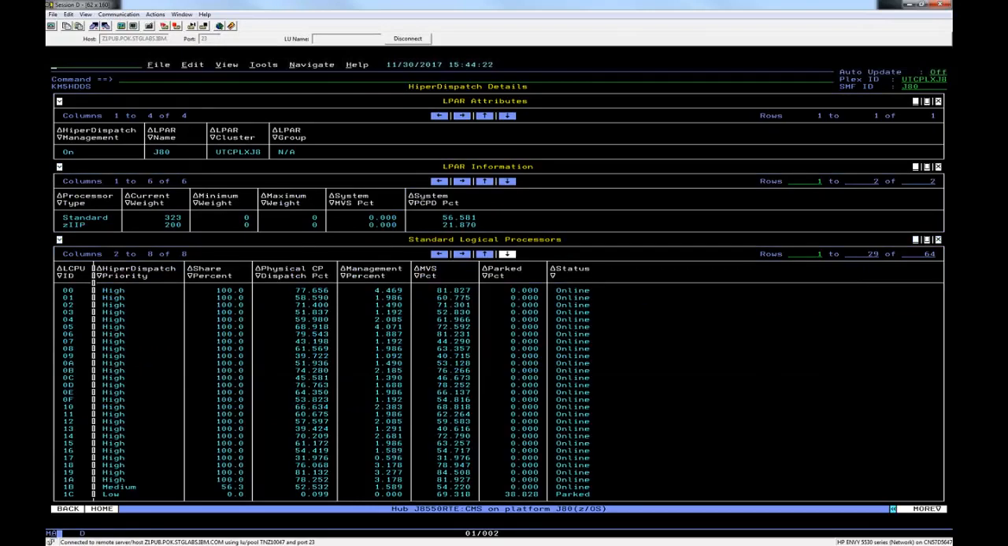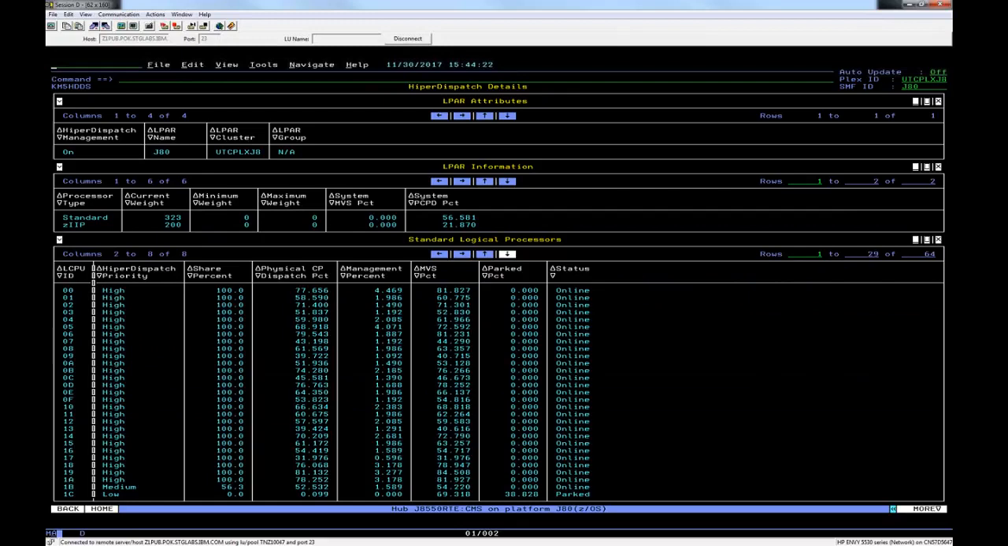And here we see a 3 sub-panel workspace, basic information. Obviously, hyper-dispatch management is on. In fact, it now has to be on recent processors, but it's on prior levels of hardware. One could selectively switch hyper-dispatch on and off.